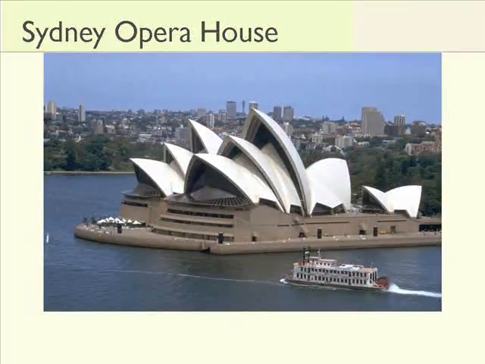Here's an example of reinforced concrete. This is the Opera House in Sydney, Australia. With reinforced concrete, architects are able to sort of break the bounds of the limitations of manufactured construction materials, and they're able to create more free-form, more exciting architectural designs.